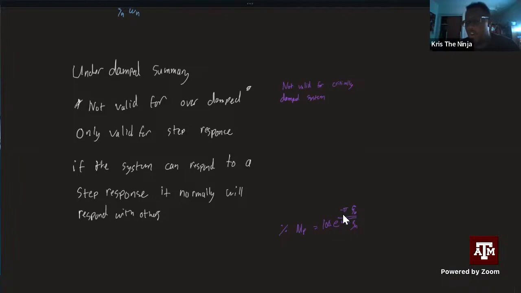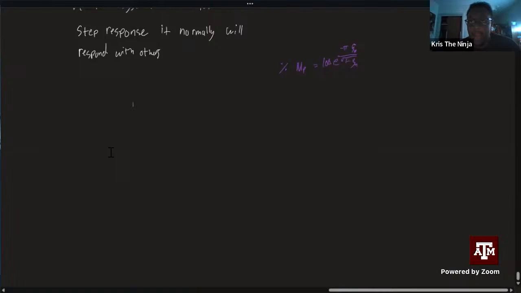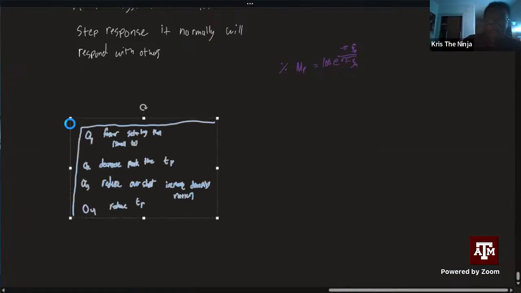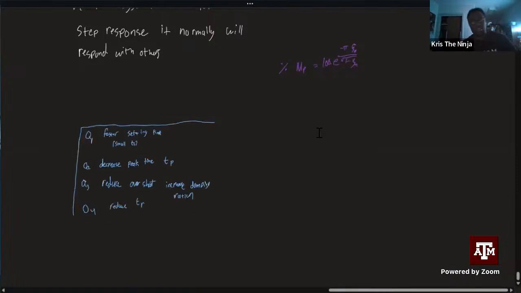By the way, these are all the notes that I've written down. I'm not stealing these from anybody else. These are the notes I wrote down. This is my copyright, all right?